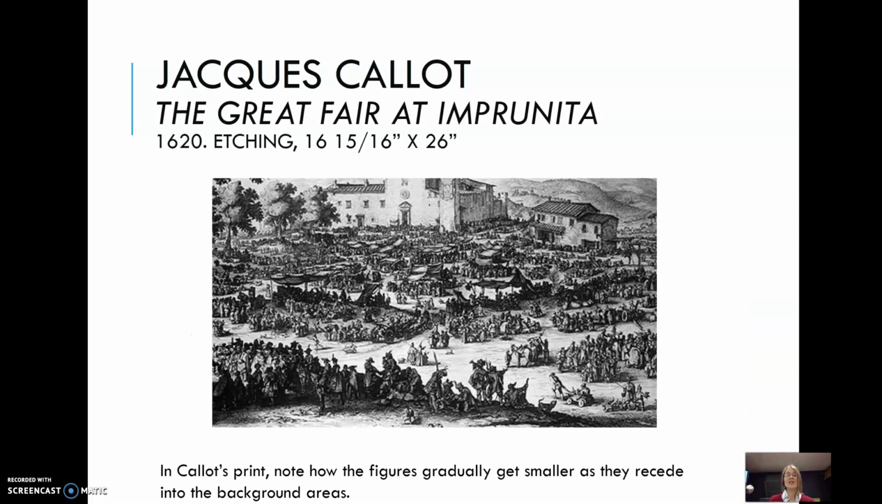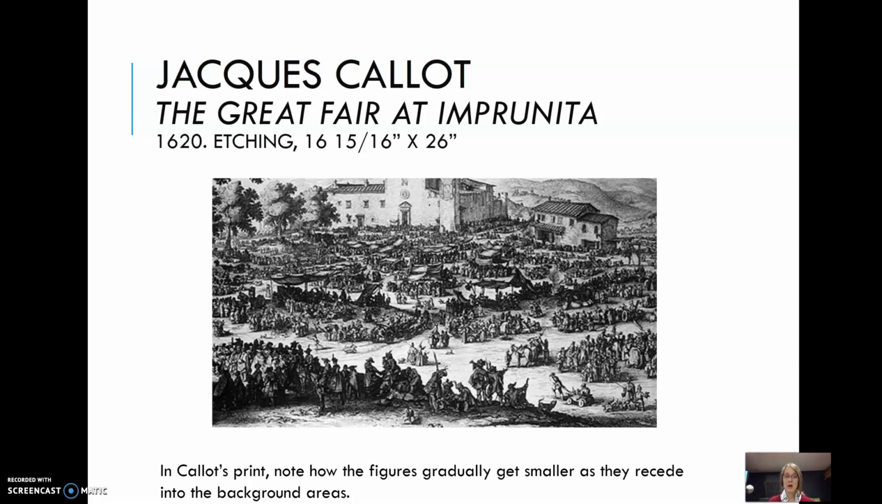This is a piece by Jacques Callot, and it's called The Great Fair at Impruneta. This is an etching. Etching is a printmaking technique where you take a copper plate and you literally scrape it with a sharp device, a burin, and basically you etch an image into the metal, and then you roll ink over it, and then you're able to make prints of the image.